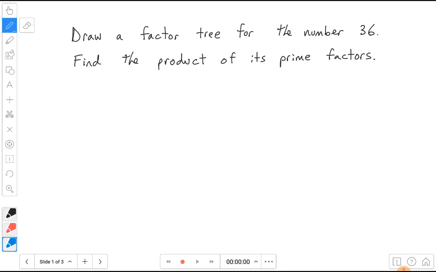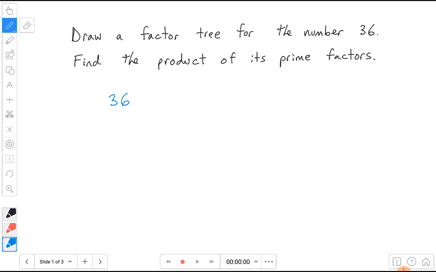Prime factors. Let's draw a factor tree for the number 36 and then use that to find the product of its prime factors. So first, the number tree. To make a number tree, we start with the number which we're trying to make one for, which is 36, and we draw it at the top. So now it's up to us to decide what we're going to divide 36 by.